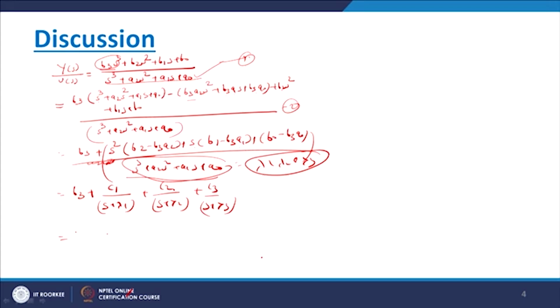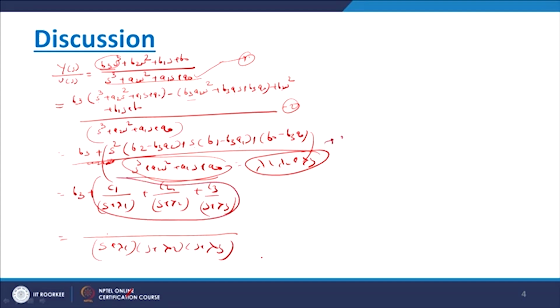Now we will solve this. After solving we will get (s plus lambda 1), (s plus lambda 2) and (s plus lambda 3). We take this part only, equation number 3, and we take equation number 4. After solving, what will we get? We will get C1 (s plus lambda 2)(s plus lambda 3) plus C2 (s plus lambda 1)(s plus lambda 3) plus C3 (s plus lambda 1)(s plus lambda 2).